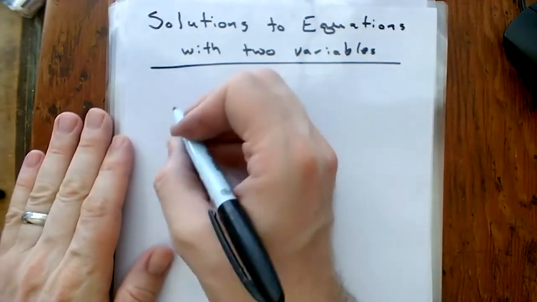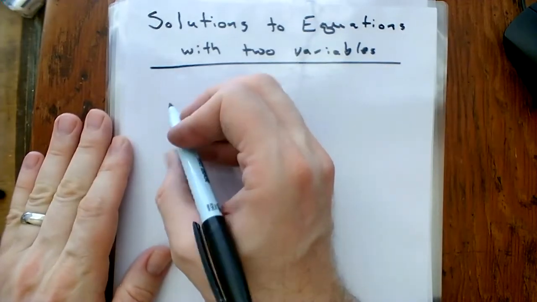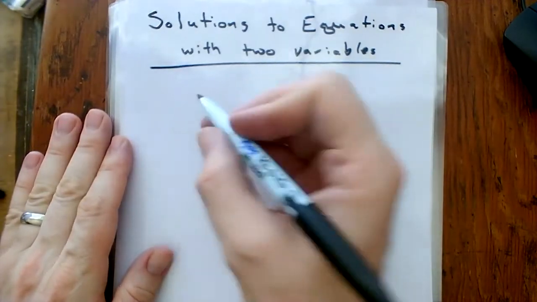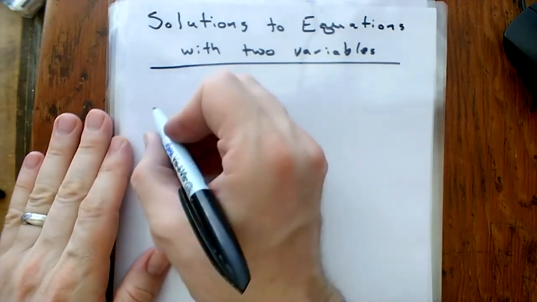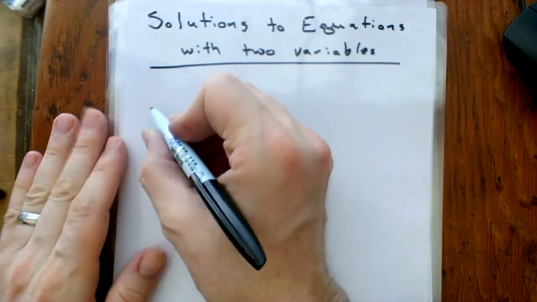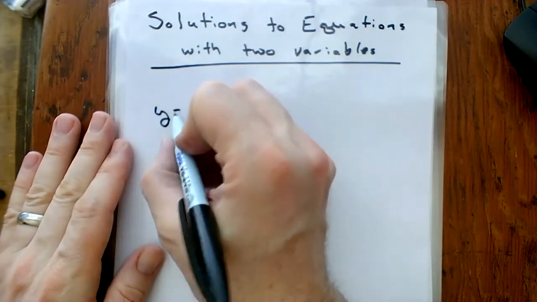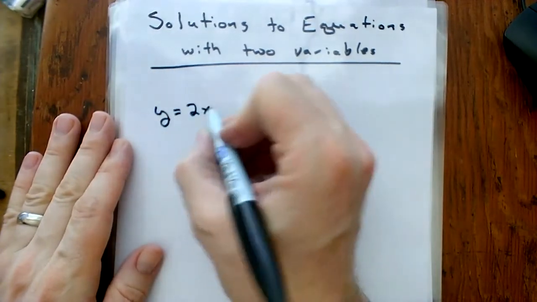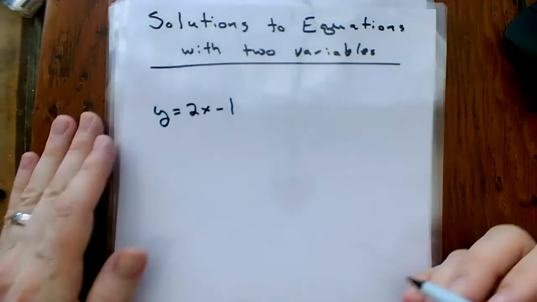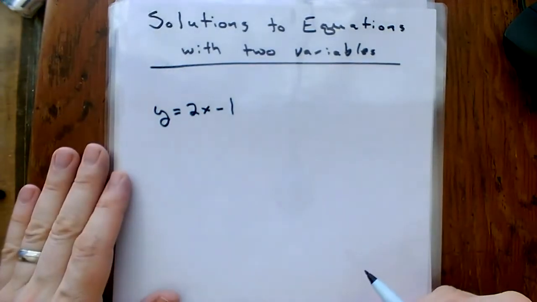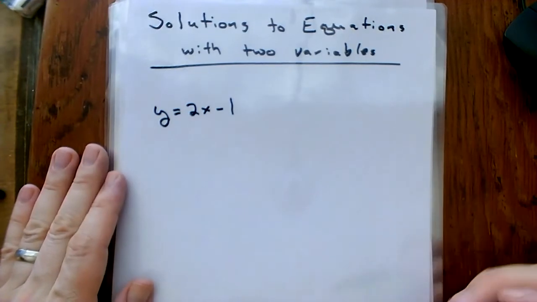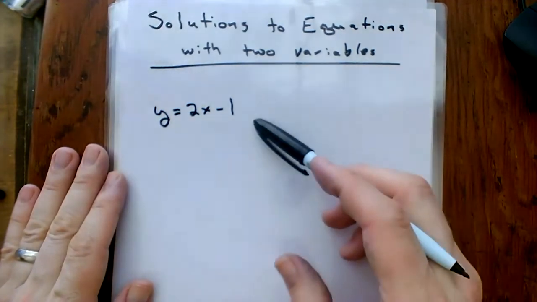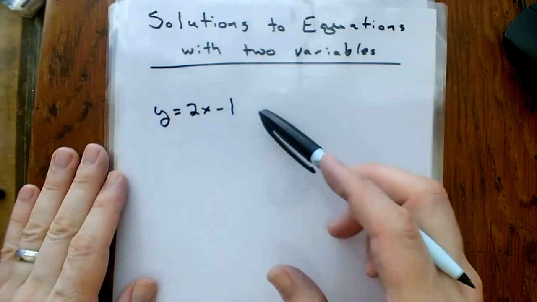So it's fairly straightforward to solve an equation if you've got a single variable. But what happens if you have two? Say we've got an equation like y is equal to 2x minus 1. It's a little bit hard to tell what would be a solution for this. And a good question to ask is how many solutions does something like this have?